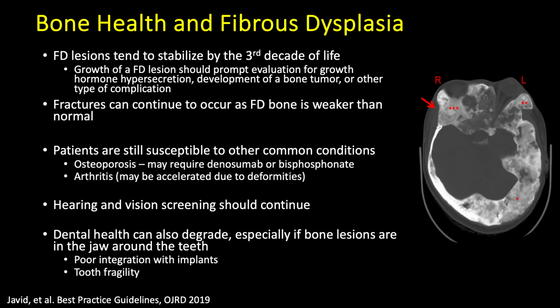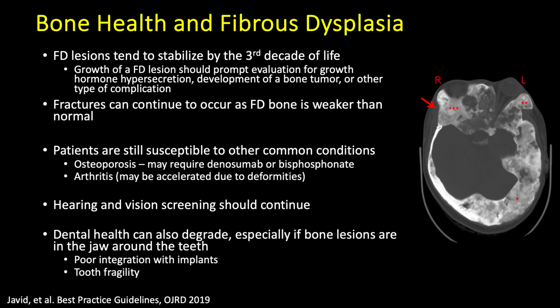So, as I mentioned, I think a key thing about fibrous dysplasia is really thinking about the bone health. So we think about these fibrous dysplasia lesions and how they're important, and they tend to stabilize by the third decade of life. But one of the things to be aware of is that fractures continue to occur just because fibrous dysplasia itself is weaker than normal.